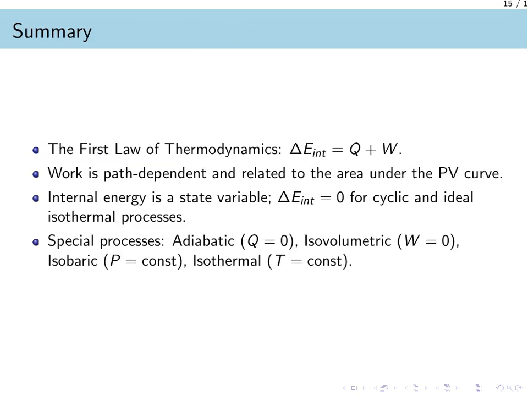In summary, the first law of thermodynamics states that the change in internal energy equals heat plus work. Work is a path-dependent quantity and can be visualized as the area under a PV curve. Internal energy is a state variable, meaning its change is zero for any cyclic process or for an ideal gas undergoing an isothermal process. We have categorized 4 special processes: adiabatic, where there is no heat transfer; isovolumetric, where no work is done; isobaric, which occurs at constant pressure; and isothermal, which occurs at a constant temperature.